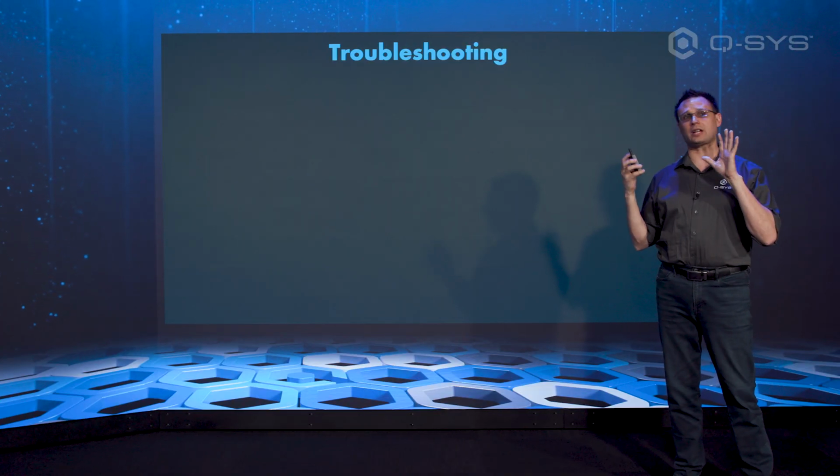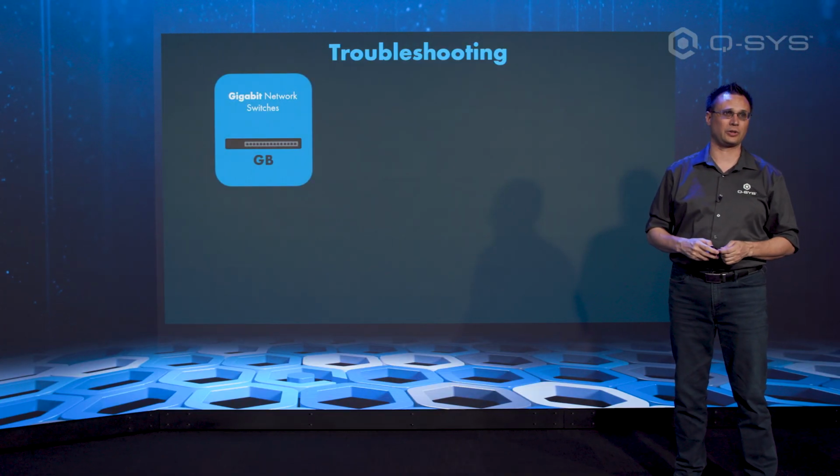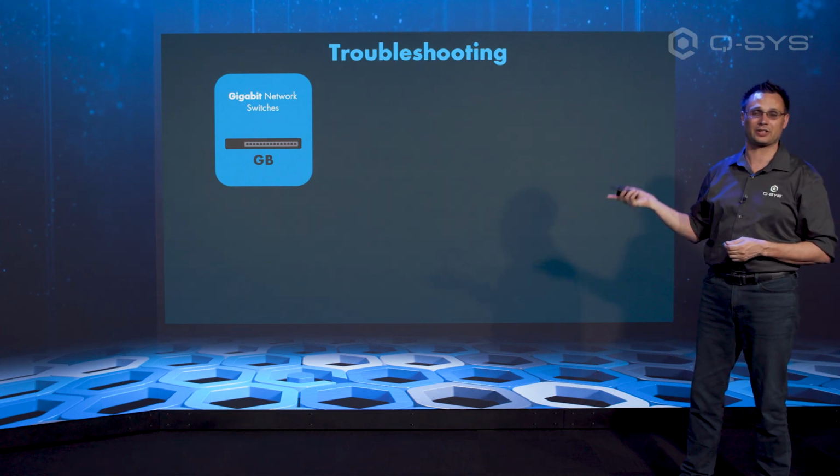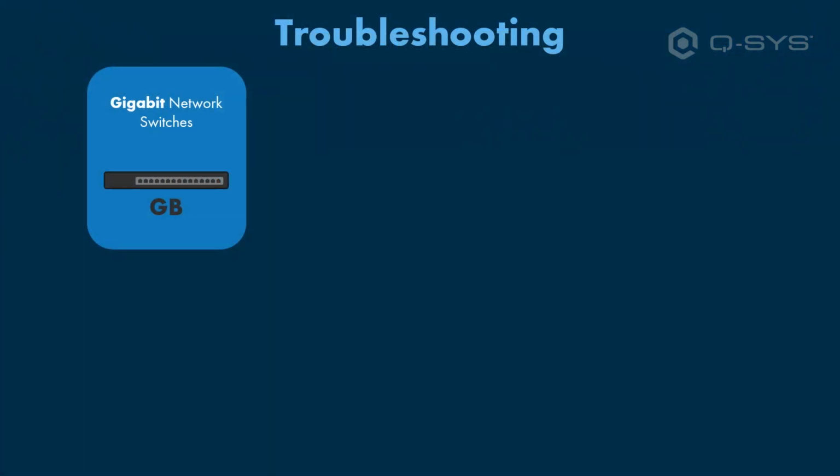So, some of the most common things for troubleshooting. Number one, gigabit network switches. Your switches have to at least be gigabit in order for us to get the speed that we need to transmit our audio, video, and control across the network.